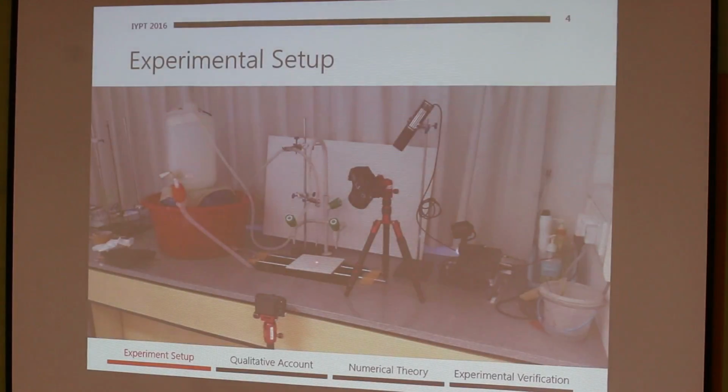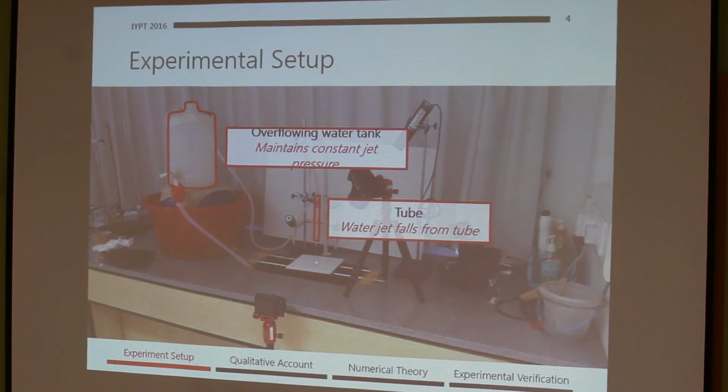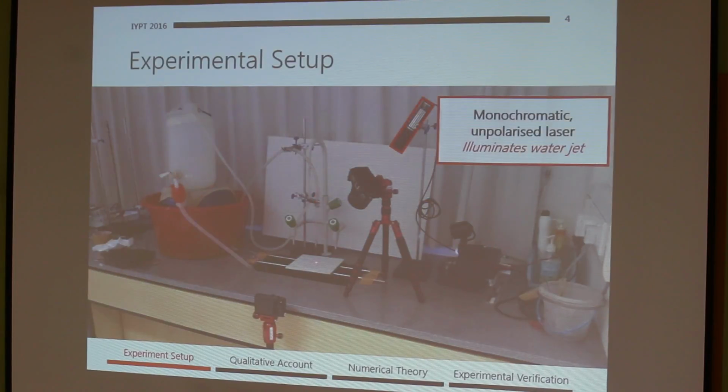To create our water jet and create a constant jet pressure, we use an overflowing water tank, as you can see over here. And this water tank is actually connected to a vertical tube, and this tube is placed over our horizontal white tile. To illuminate our jet, we use a monochromatic unpolarized laser, and this is placed at an angle elevated using a retort stand.